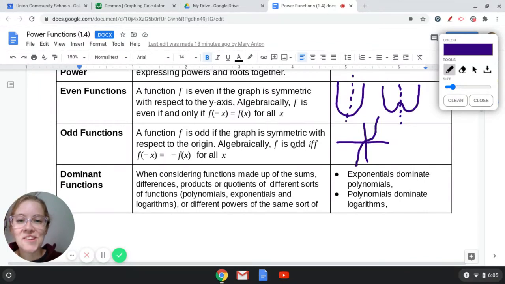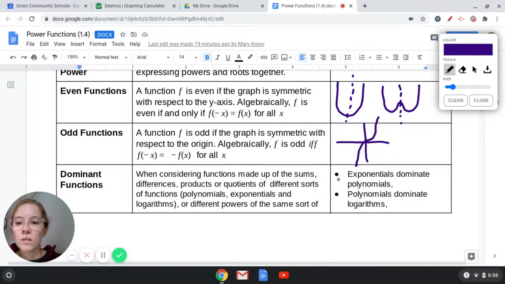All right. So a function f is odd if and only if f of negative x equals negative f of x. So for example, if I plug in like 3 and I get a value up here, if I plug in negative 3, I should get the same value, just negative. And that's what it means to be symmetric about the origin. In other words, it's called an odd function.